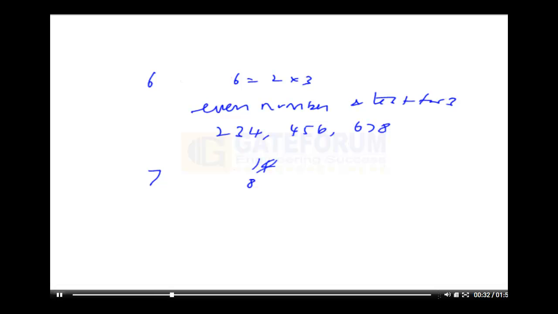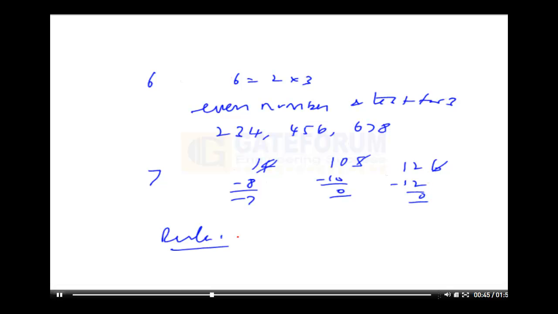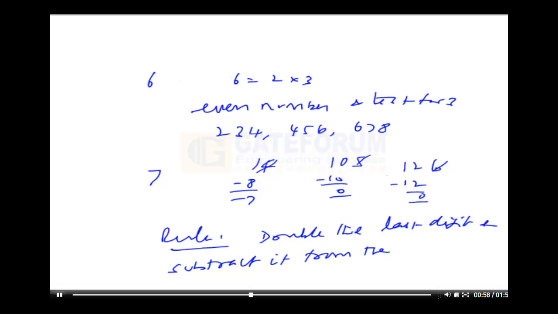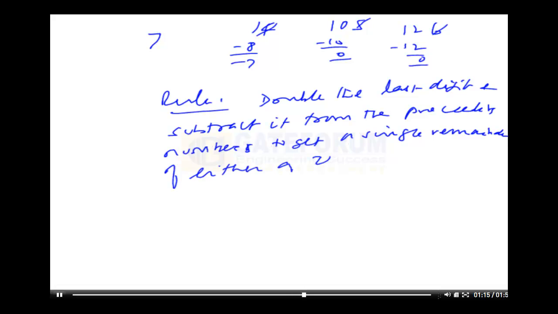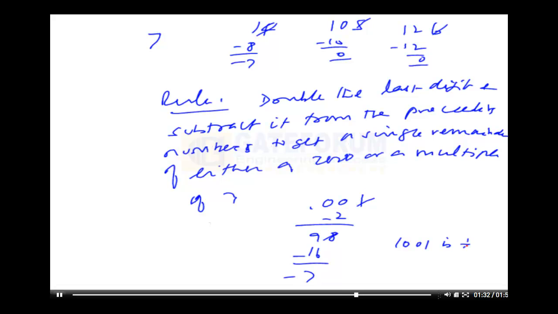The rule is, the last number you double and subtract. If you have 105, 5 is doubled, subtracted, the remainder is 0. If you have 126, 6 is doubled, the remainder is 0. So the rule is to double the last digit and subtract it from the preceding numbers, to get a single remainder of either 0 or a multiple of 7. Look at 1001. The last number is 1, double, 2, subtract, 98, 8, double, 16, subtract, which means 1001 is divisible by 7.